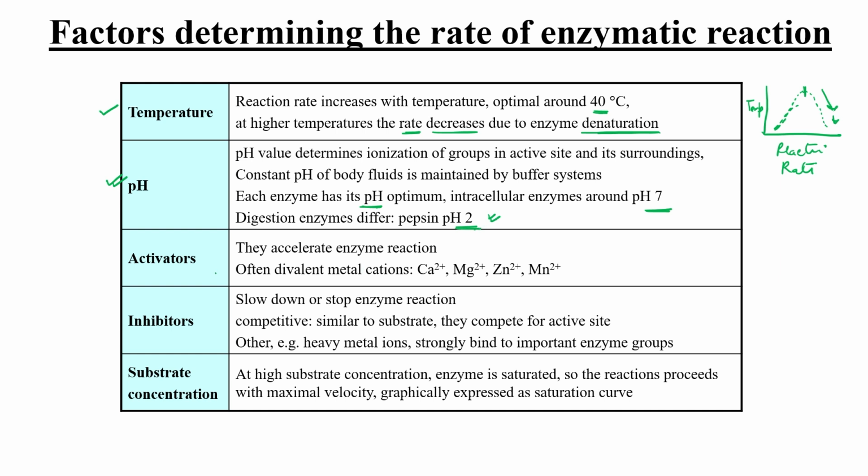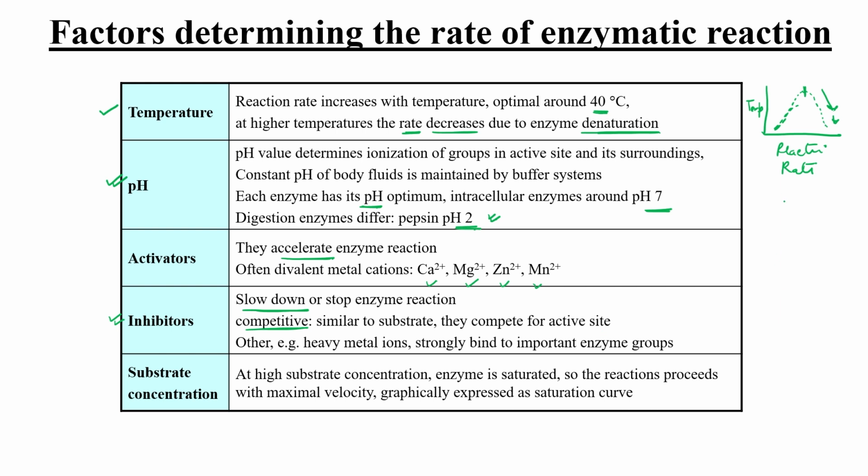Similarly, what about activators? They accelerate the enzyme reaction. They are certain metal ions like calcium, magnesium, zinc, manganese. These activators enhance enzyme activity. Some inhibitors are also there, which slow down or even stop the enzymatic reaction, because they have some structural similarity with the substrate. Being competitive and similar to the substrate, they compete for the active site.